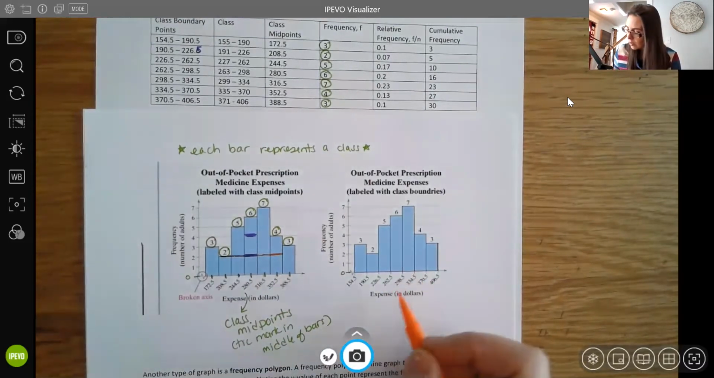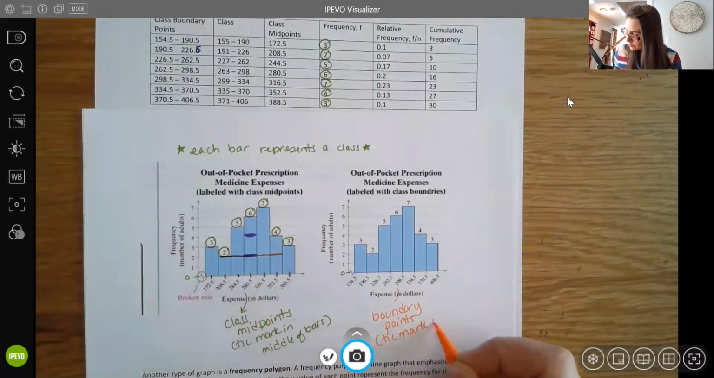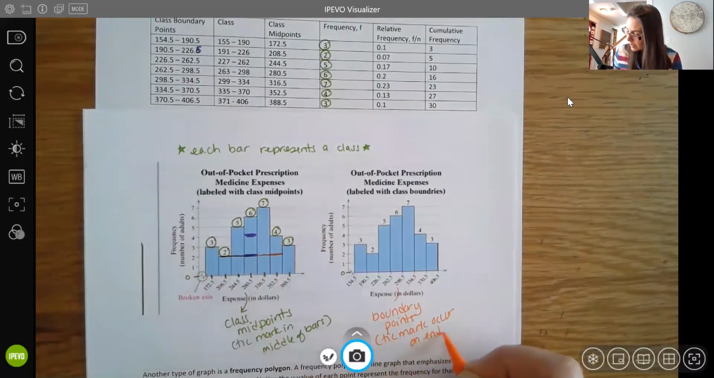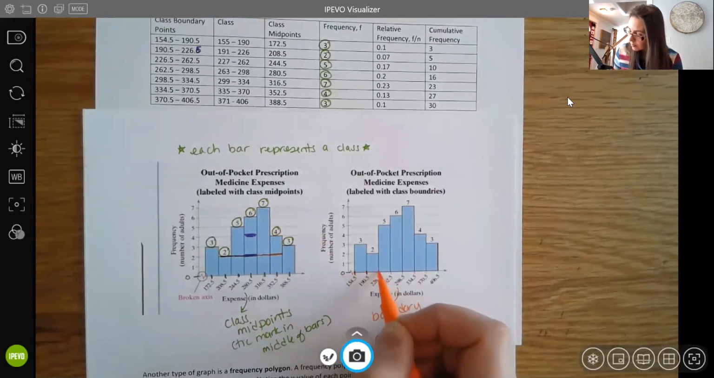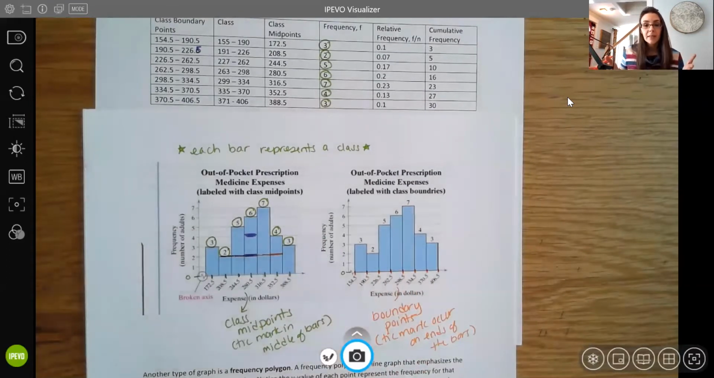On this side over here, they're not using class midpoints. They're using class boundary points. And the tick marks occur on the ends of the bars. So notice here, your tick marks, how you're labeling, are occurring on the ends of the bars, not in the middle. That makes sense because your boundary points occur outside the classes, right? They're that halfway point between the 2 classes. So they're on the ends of the classes, on the ends sort of the class width there. So that's why your tick marks are on the ends of the bars.